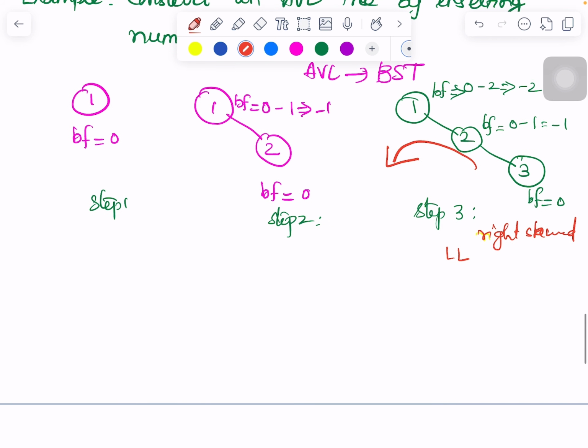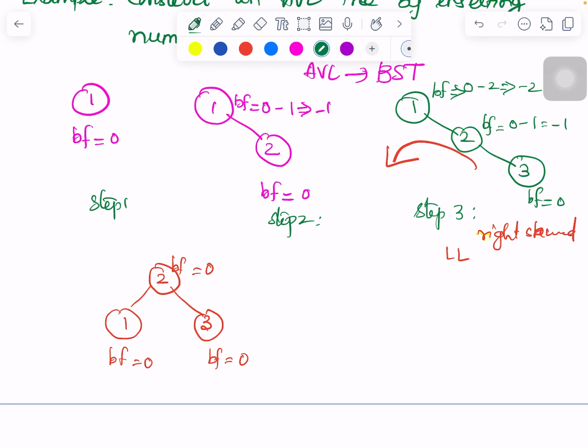So let us now redraw the tree. Let us rotate the tree. So 2, 1, and now 3. Fine. So we have performed the rotation operation. So what is the balancing factor? Balancing factor is 0. Balancing factor is 0. And the balancing factor is 0. Fine. Now let us insert the node 4.